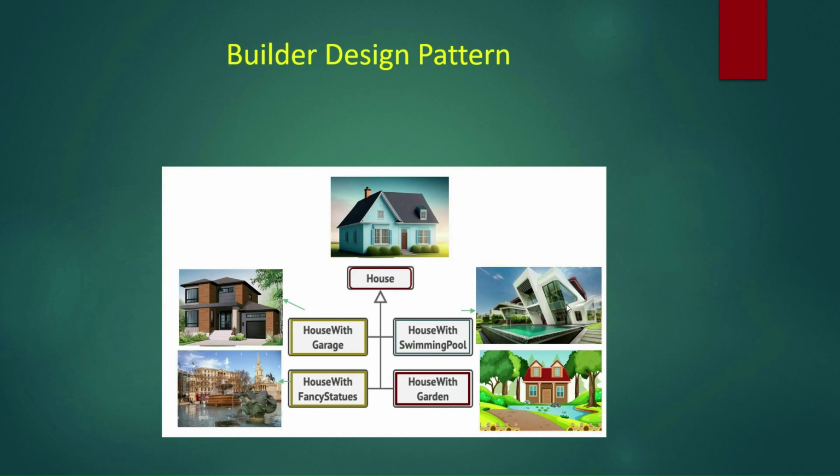So that requirement can change and multiple different types of houses are required. So I need to create multiple constructors and different types of parameters will be passed. So when I create an object, the house with the swimming pool, I need to pass the swimming pool related parameter in the constructor, right? But the rest, like garage or fancy statue and garden parameters, will be blank or null, right? So if you're trying to create different objects, it will be very difficult. So through the builder design pattern, we can simplify creating the different objects.